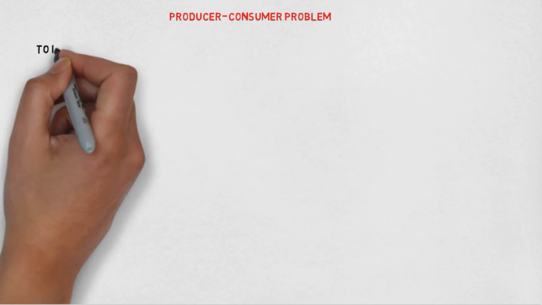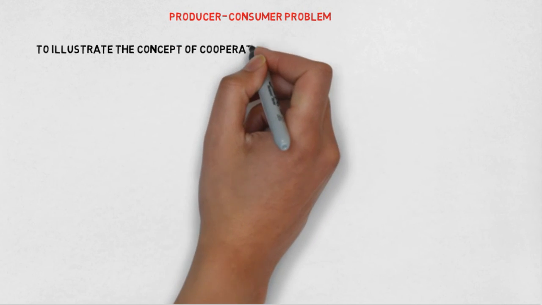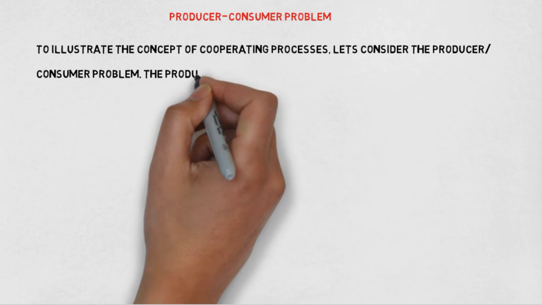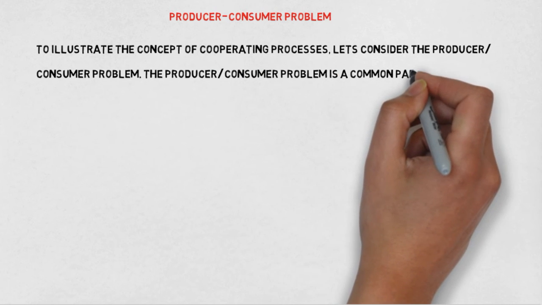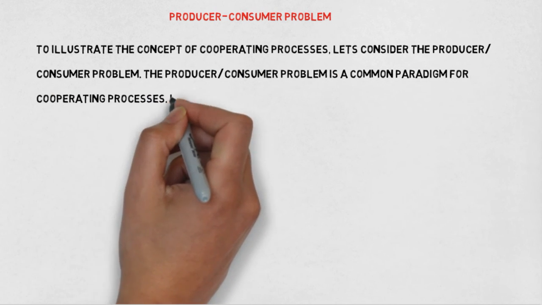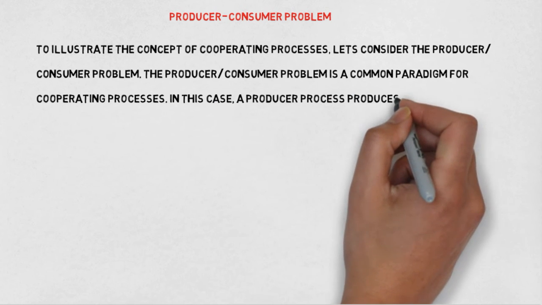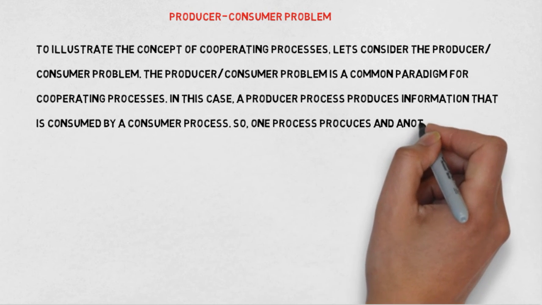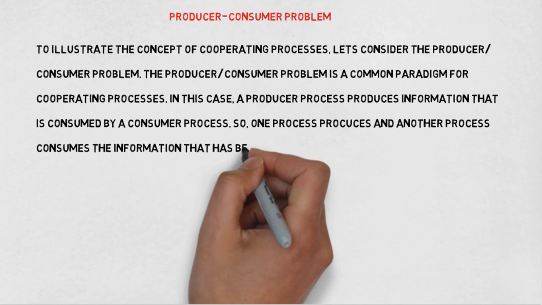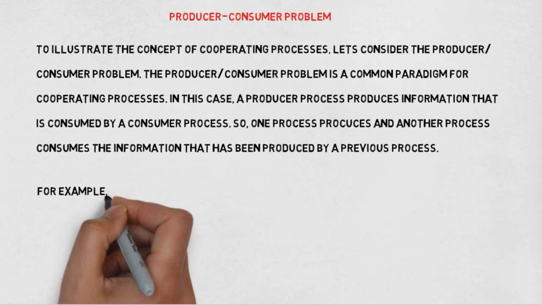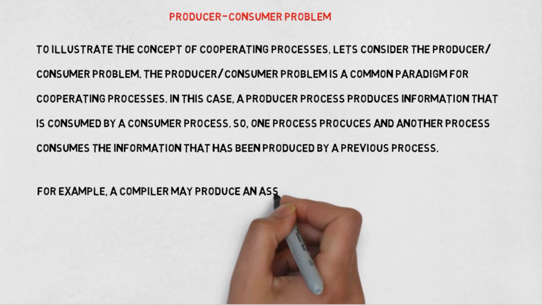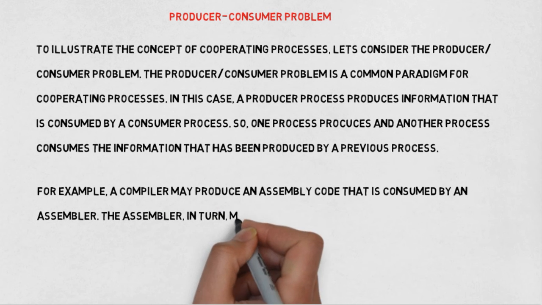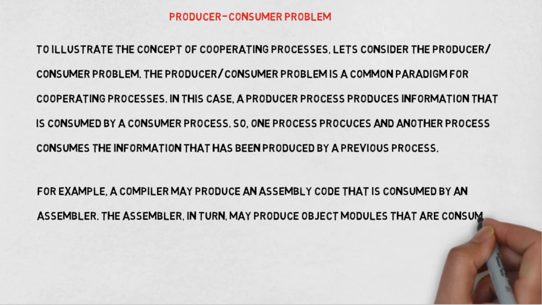To illustrate the concept of cooperating processes, let's consider the producer-consumer problem. The producer-consumer problem is a common paradigm for cooperating processes. In this case, a producer process will produce information that is consumed by a consumer process. One process produces, another process consumes the information produced by the previous process. For example, a compiler may produce assembly code that is consumed by an assembler. The assembler, in turn, may produce object modules that are consumed by the loader.